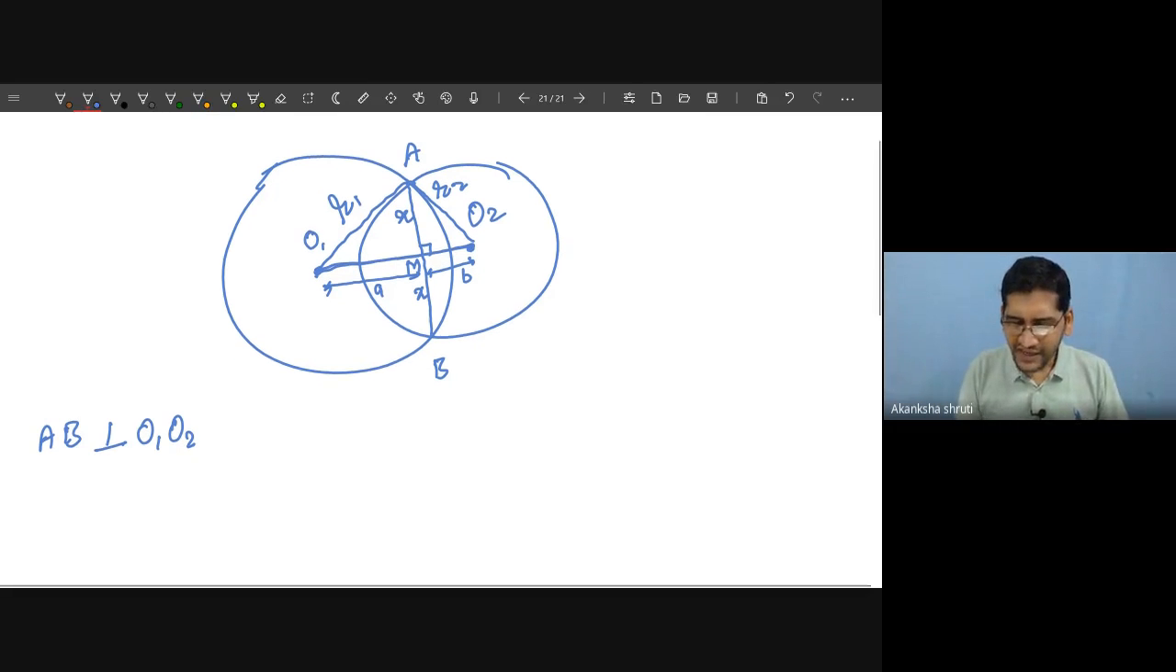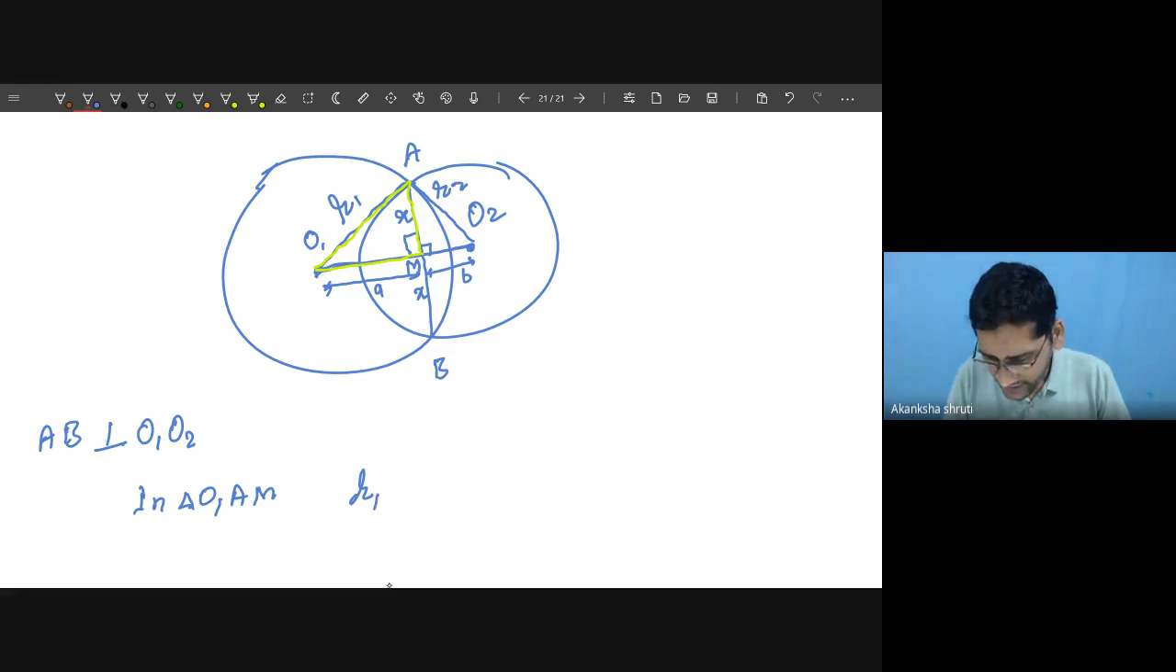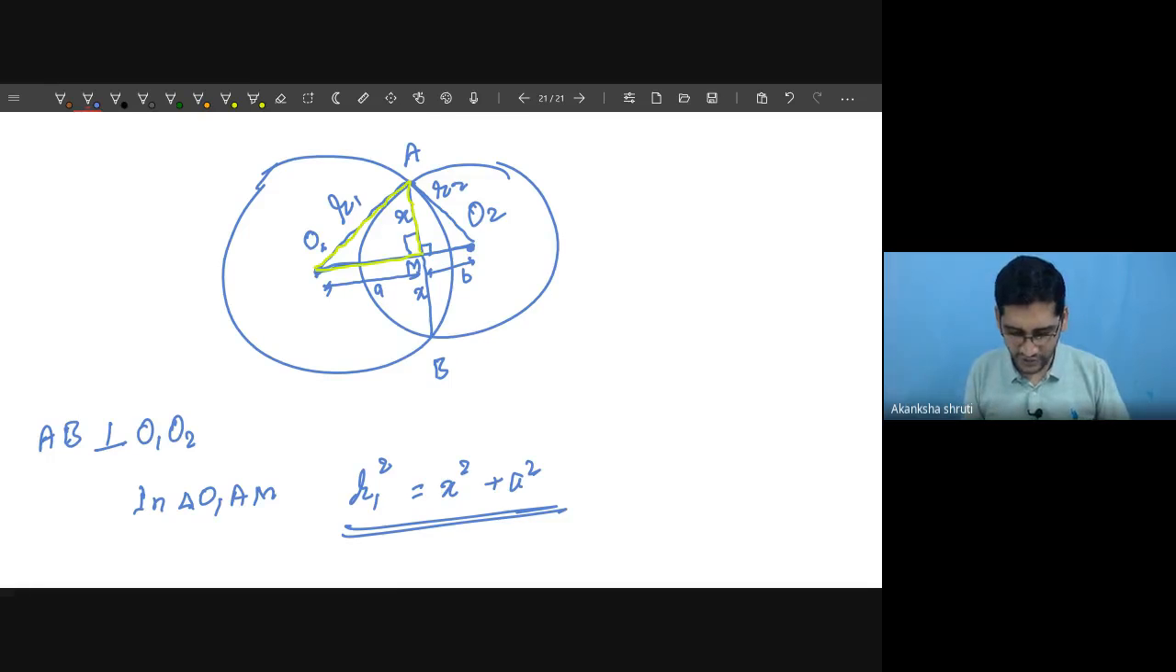So student, in this case we have a right angle triangle, we need to apply the Pythagoras theorem. In triangle O1AM, which triangle am I talking about? O1, A and M, this triangle. In this triangle, what will be the relation? R1 square, the hypotenuse, equals AM, that is x square, plus O1M, that is A square. This will be one relation that you have to put and you have to solve.